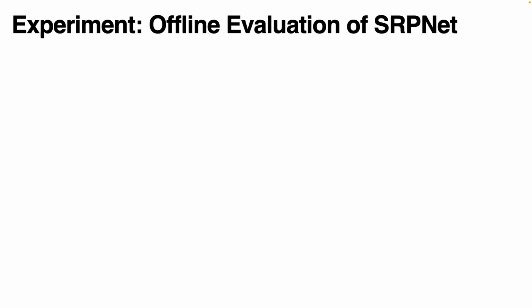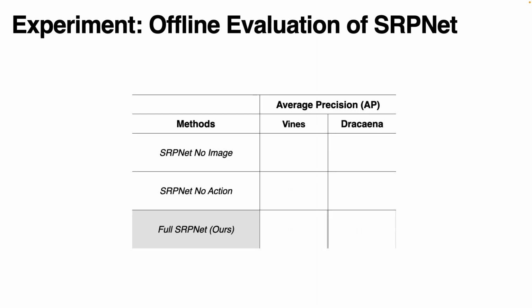For our first set of experiments, we performed offline evaluations of SRPNet on the test split of our collected dataset. We measured the average precision for pixels labeled as revealed space. We tested the ablated versions of SRPNet. Our full SRPNet outperforms all the baselines. Please see more details about this experiment in our paper.